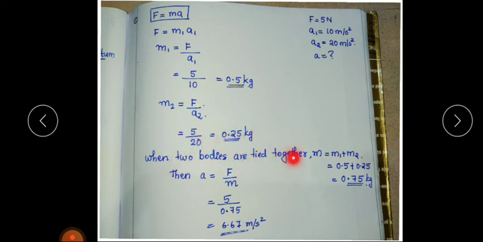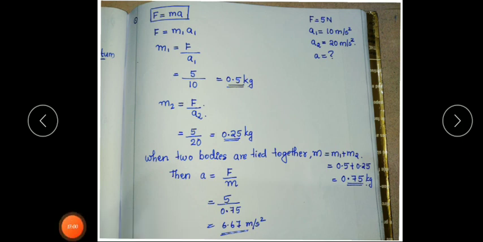When the two bodies are tied together, so if you tie the two bodies, what will happen? The resultant mass is equal to m1 plus m2, that is 0.5 kilogram plus 0.25 kilogram, that is 0.75 kilogram. Then acceleration a is equal to F by m. The same force is applied on the two bodies, that is 5 Newton divided by the resultant mass 0.75. So on simplifying this, we will get 6.666 meter per second square. So this 6.66 can be written as 6.67 meter per second square.